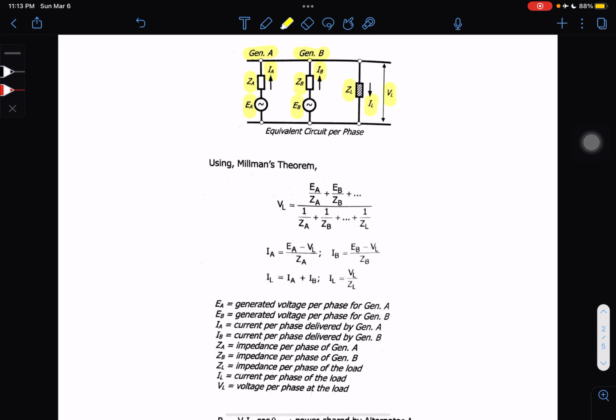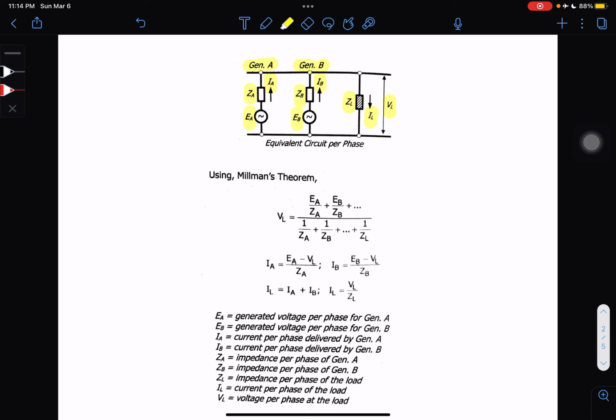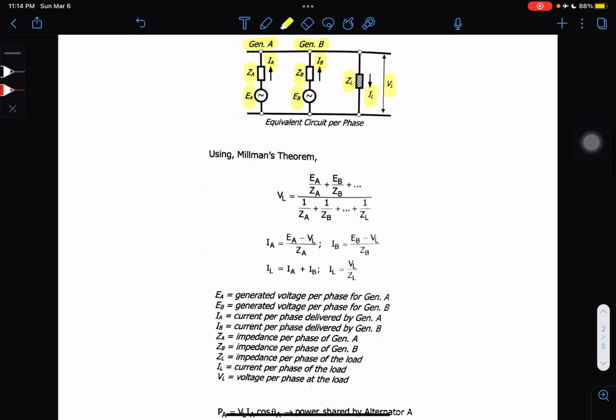So, VL is equal to EA divided by ZA plus EB over ZB, so on and so forth. If mag-add tag another generator, divided by, since parallel operation, so we have 1 over ZA plus 1 over ZB until 1 over ZL. And to solve for our IA, sa Millman's theorem, so take note ani nga formula for solving voltage per phase at load.